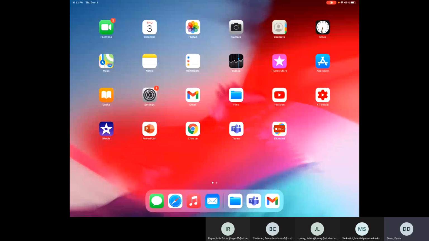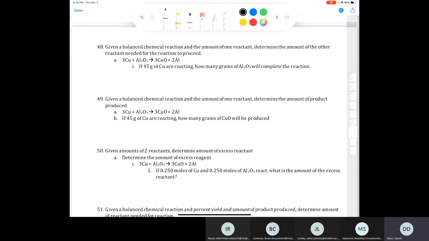All right, so Chemistry 111, this is the ACS final review, and we're just starting up here again at question 48. We just had a quick break. Question 48 says, if you're given a balanced chemical reaction and the amount of one reactant, determine the amount of the other reactant needed for the reaction to proceed.